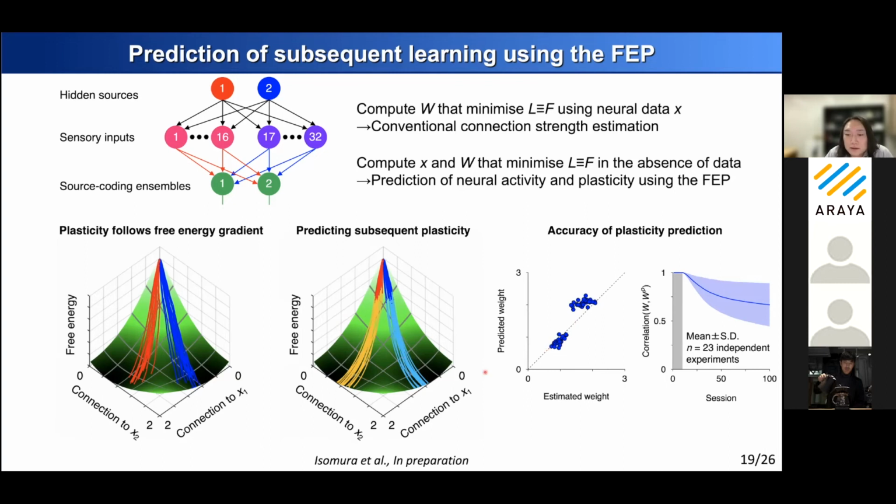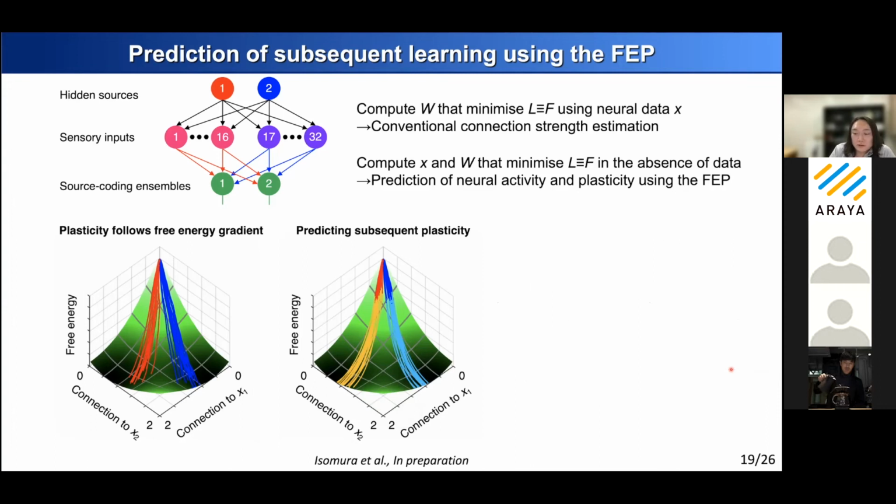And this is a plot of the final value of the synaptic weight at session 100. We can see the tight correlation between the estimated synaptic weight, which is obtained from neural data, and the predicted synaptic weight computed by the theory, the free energy principle. We checked that the average correlation coefficient is about 0.7 even at session 100, obtained from the data of 23 independent experiments. Okay, which indicates that the free energy principle could predict the self-organization process of in vitro neural networks. So it indicates the plausibility of the free energy principle, at least at the level of in vitro neural networks.